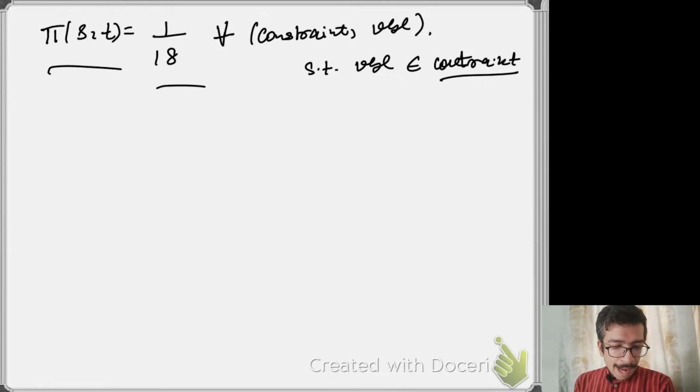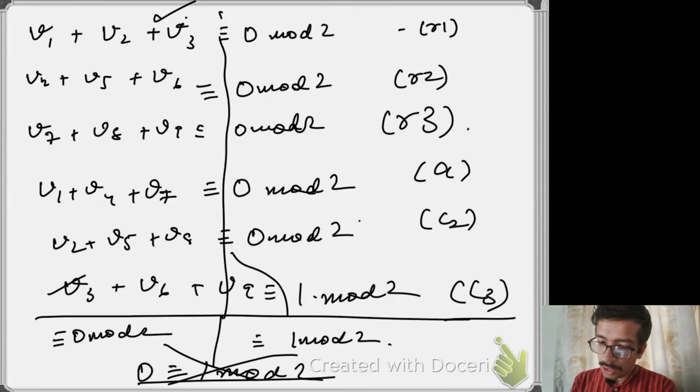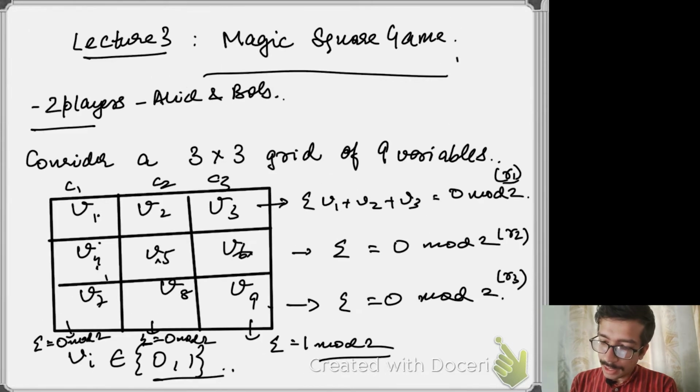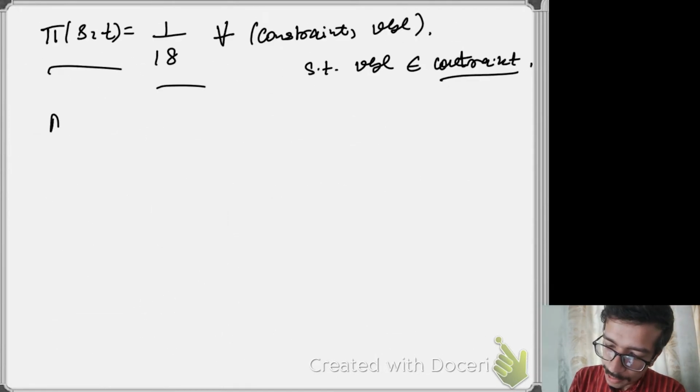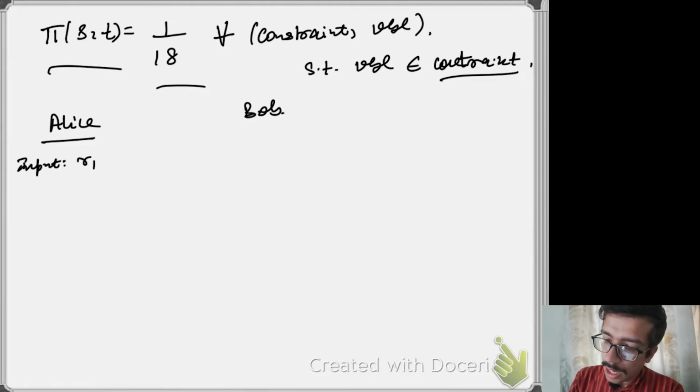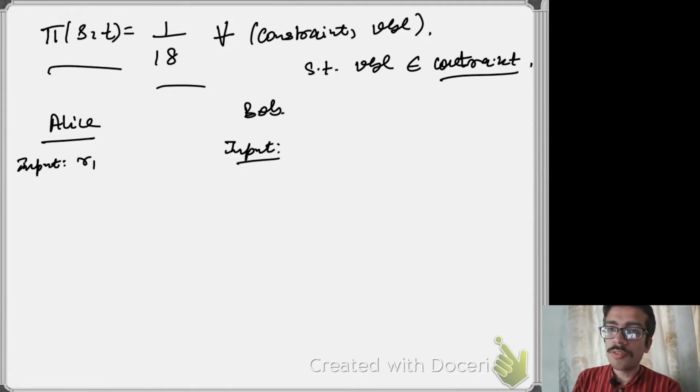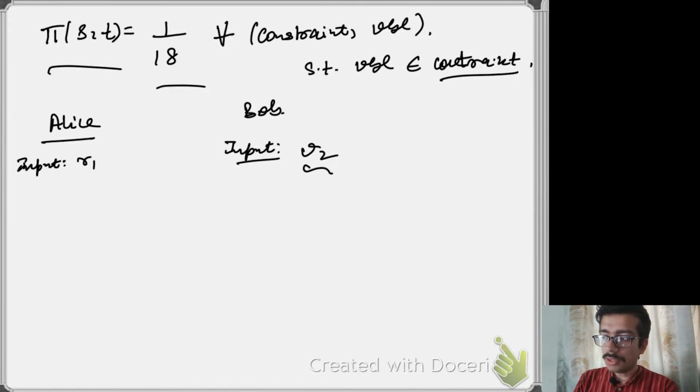Okay, and let's also take an example. So let's say that suppose I give Alice as input the first constraint, let's say R1. So I have Alice, and let's say the input is going to be say R1, and let me say I give Bob as input the second variable, which is V2. So V2 lies in R1, right? So this is a valid set of input.